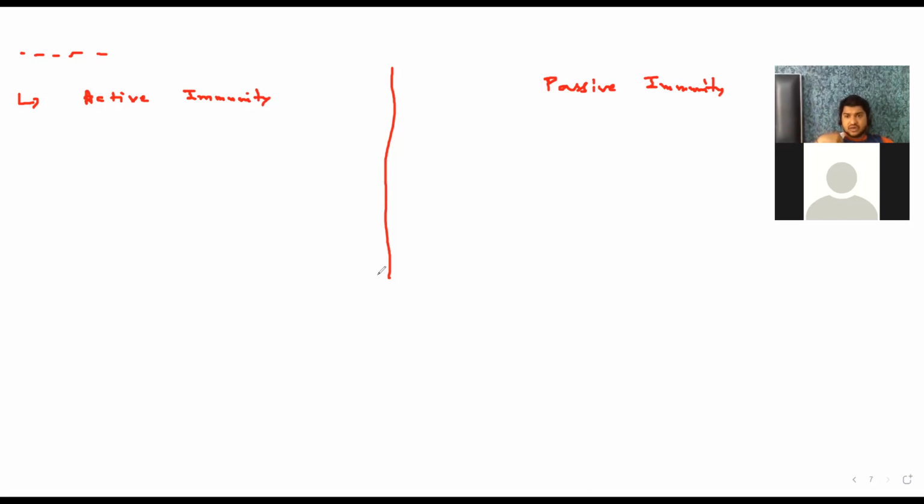So can you consider that active immunity? No. It is passive immunity. Why? Because it is not being developed by the baby's body. The baby is taking from the mother's body, right? So when you are taking antibodies from the outside, then it is called passive immunity.